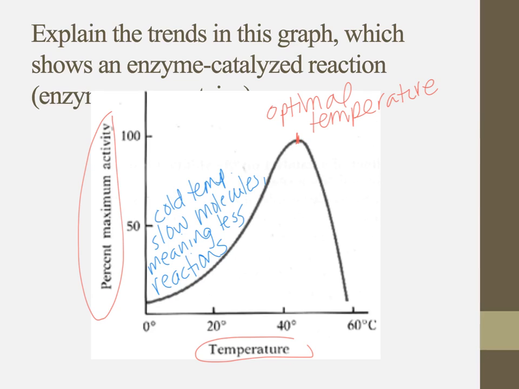Then after this optimal temperature, we see this crazy sudden drop off, like from 100% activity down to 0 in not very much time. Well, this is where our enzyme is being denatured. So after the optimal temperature, if you keep increasing the temperature, you're going to denature that enzyme, you're going to unfold those proteins, and now that enzyme isn't able to catalyze those reactions anymore because you done messed with its shape.